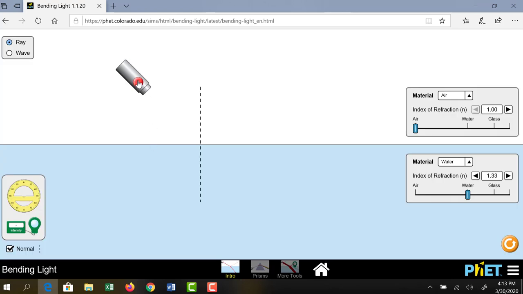So here's a laser. Light's coming out of the laser. This is in air, so the index of refraction of air is 1. This is water. Part of the ray is being reflected. This is the angle of incidence. This is the reflected angle. You know that those are equal to each other. This is where the refraction is taking place. This is where light is actually bending.